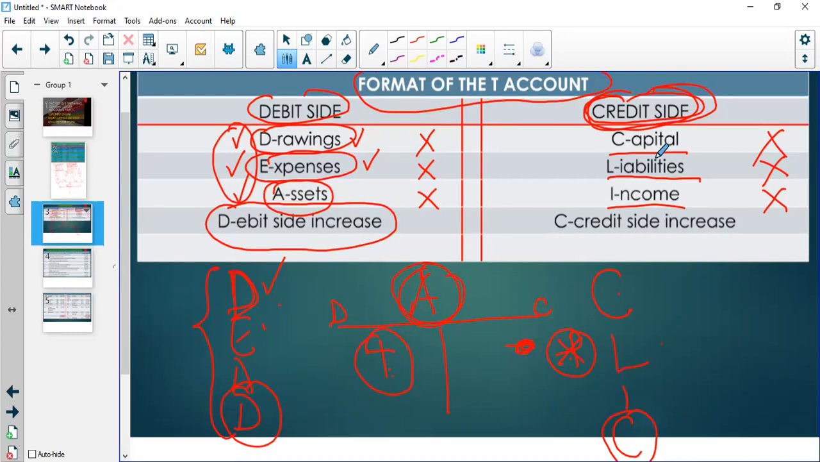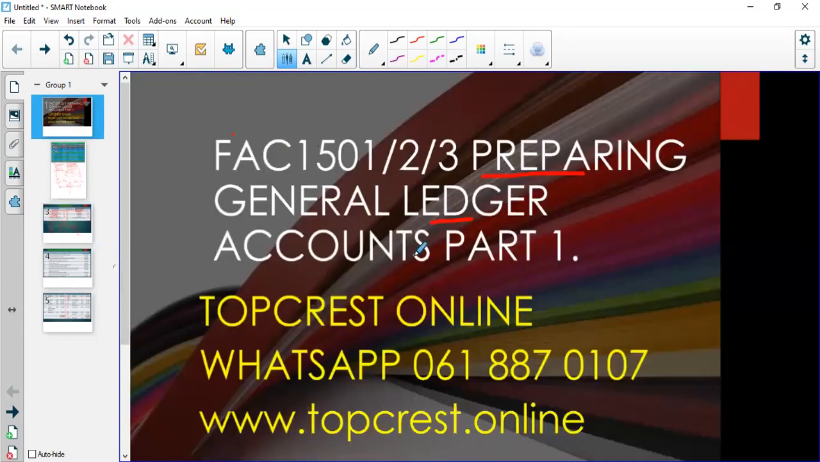Okay, so what are we going to do in this particular example? I'm going to give you an idea of how to construct a general ledger account, the rules that are followed. So the example that we're going to give you is, all right, this is part one. In part one, I'm going to show you how you construct or how you prepare a general ledger account, the bank account, which is very important.